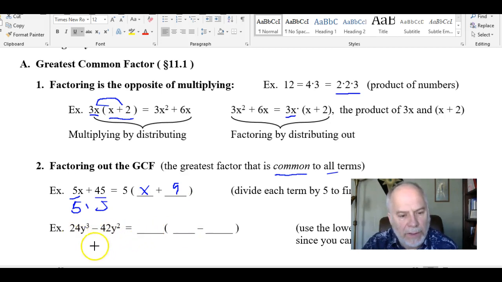All right, now here in the next example, the numbers are a little bit higher, but you have to find the greatest common factor. So what goes into 24 and 42 that's the largest possible number? Well, 6 does, okay? But it gets a little harder the larger the numbers. Now, you have 3 y's here, and you have 2 y's here. So I can pull 2 y's out of both terms.